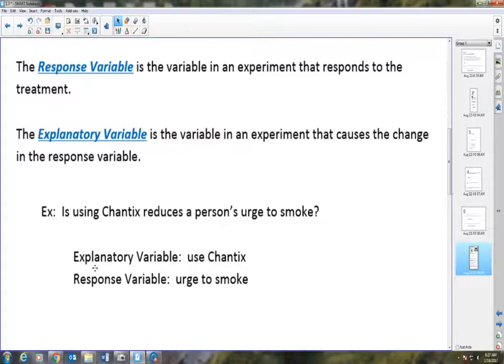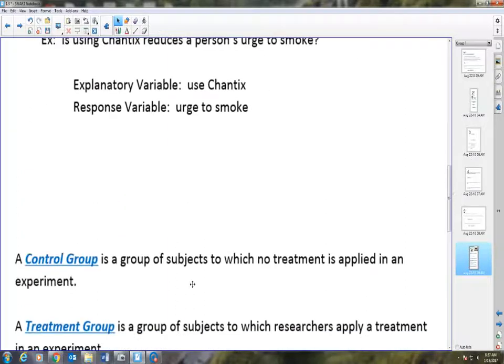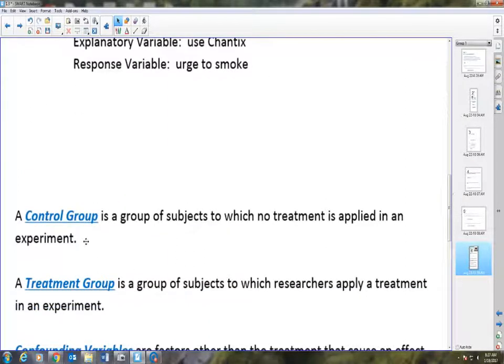All right. The explanatory variable is a variable in the experiment that caused the change. What caused the change of the urge to smoke? What caused the reduce of the urge to smoke? Which is using the Chantix itself, using the medication itself. All right. I hope that makes sense. Some of these words can be a little bit strange.